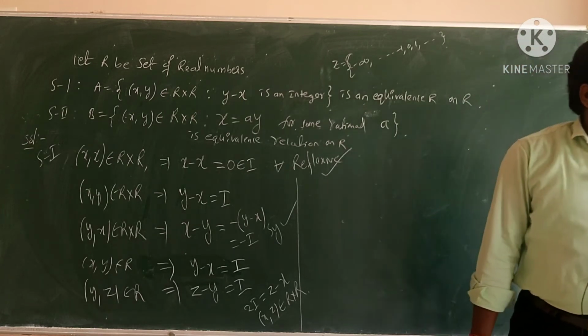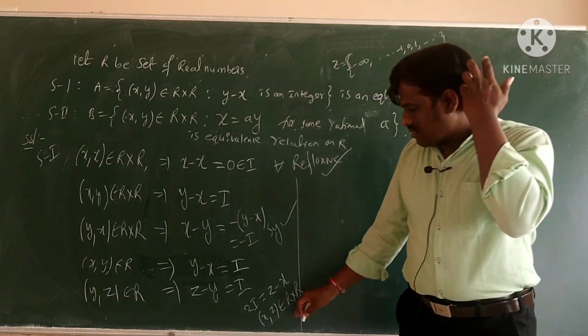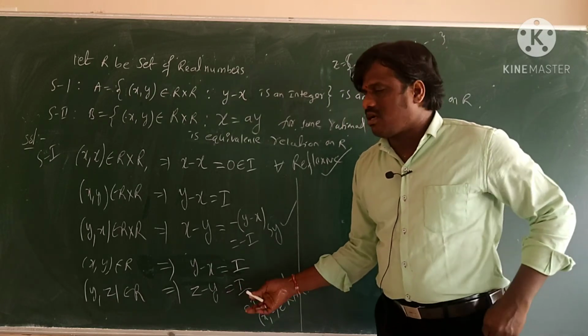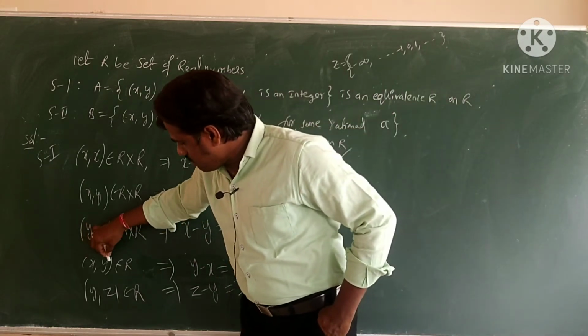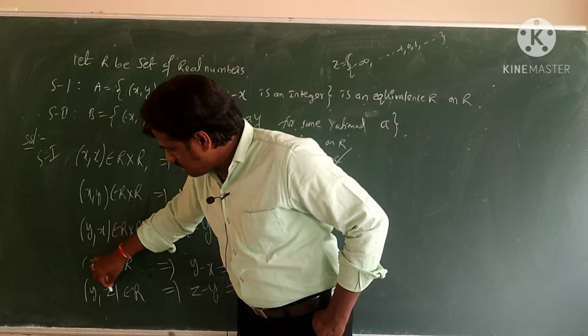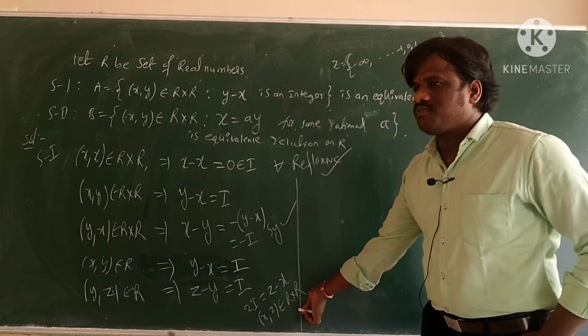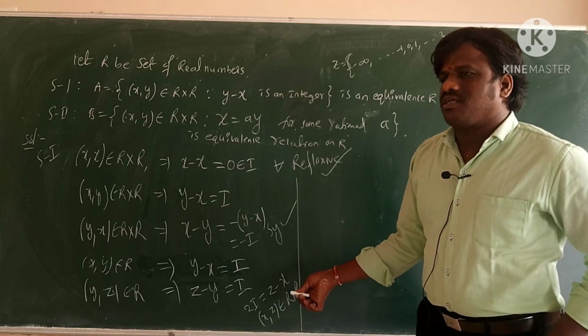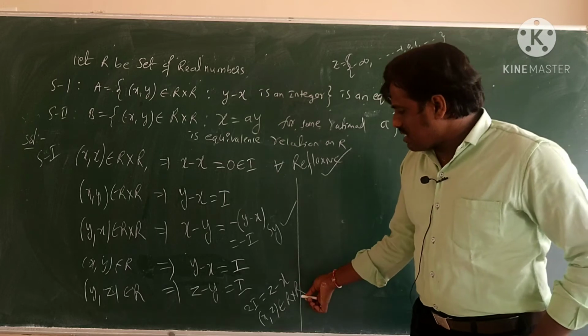Right? (x, z) belongs to R cross R. It means here (x, z) or (z, x), anything works, okay? See, (x, y) belongs to R, (y, z) belongs to R, then I got (x, z) belongs to R. So it is transitive or not? Transitive. So it is transitive.